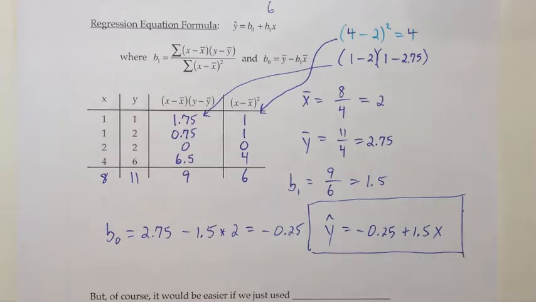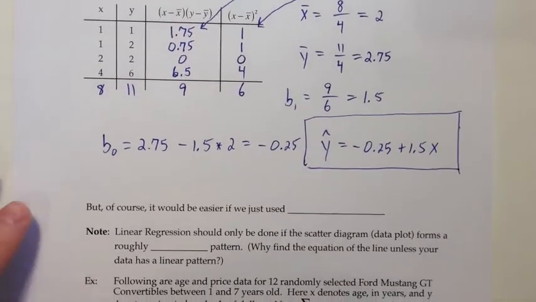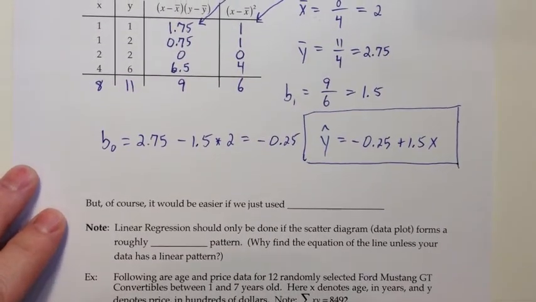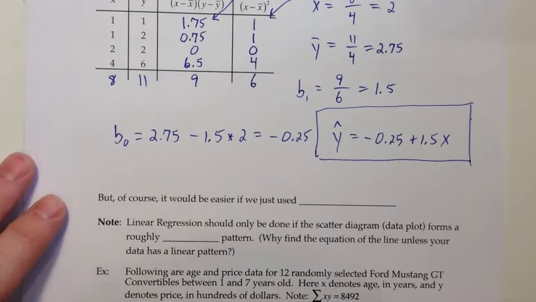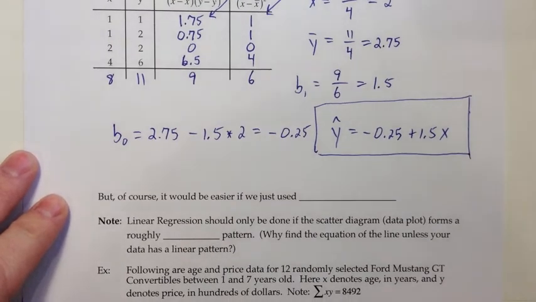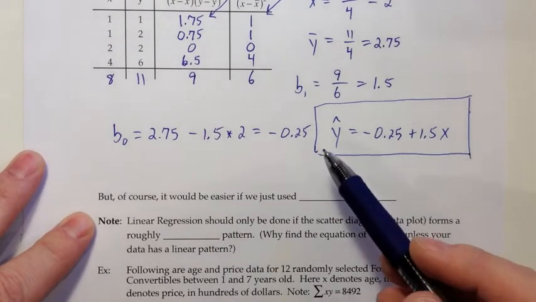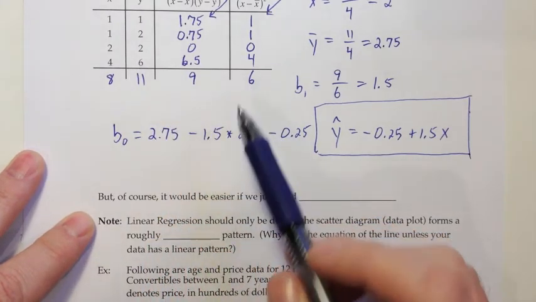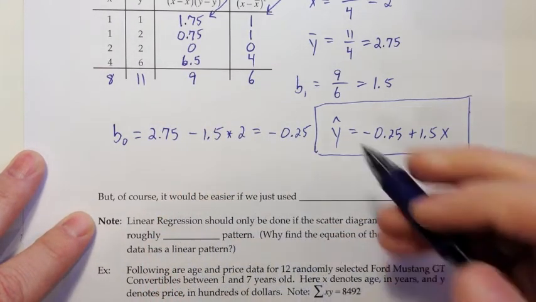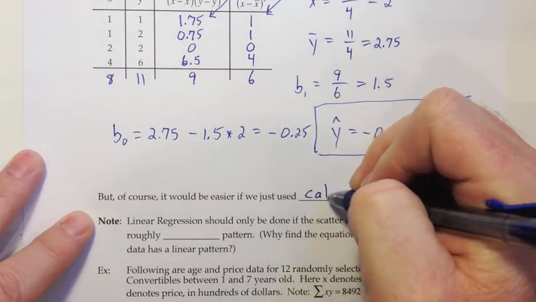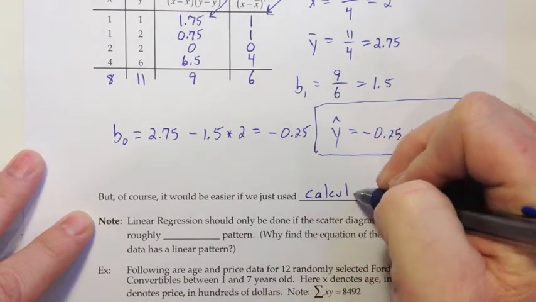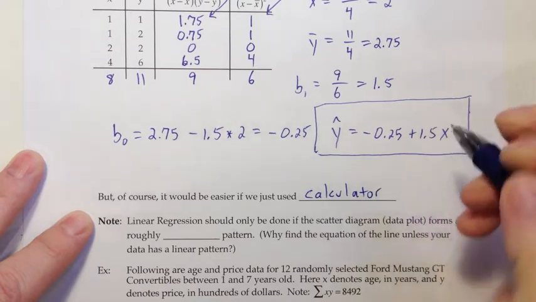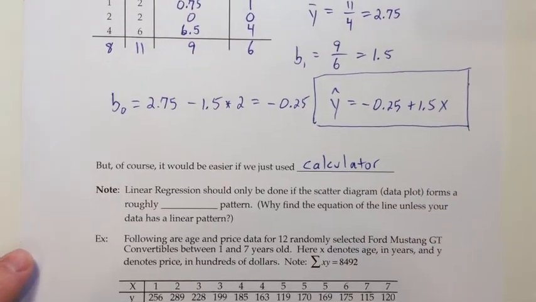Alright, in the example above, I showed you how to find the linear regression equation by using tables and formulas, but that was a pretty time-consuming and messy process, and that was true even though our numbers were actually pretty nice. So of course it would be a lot easier if somehow we could just use the calculator to do the whole thing, and it turns out that we can. So I'm going to go ahead and show you how to do that.